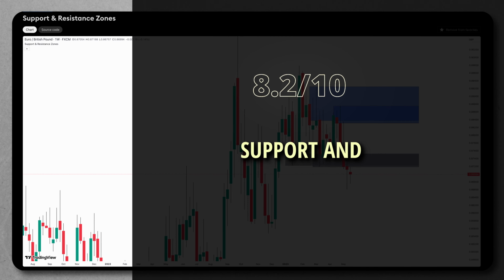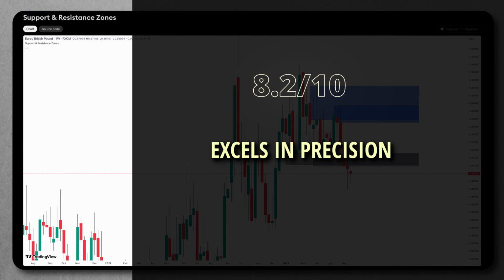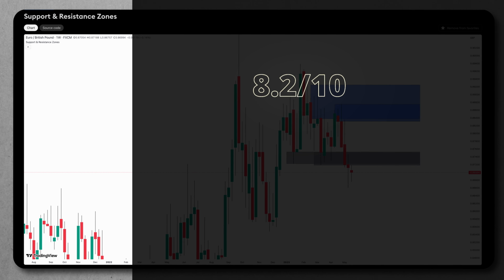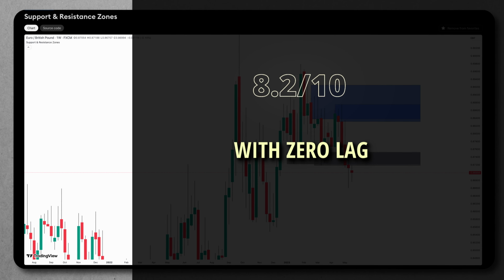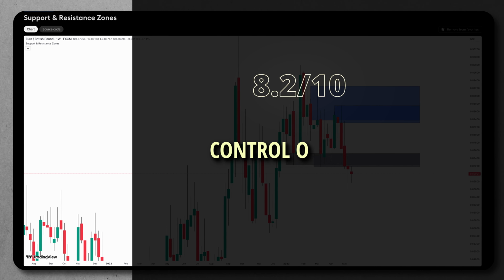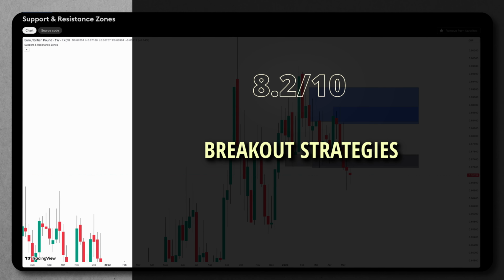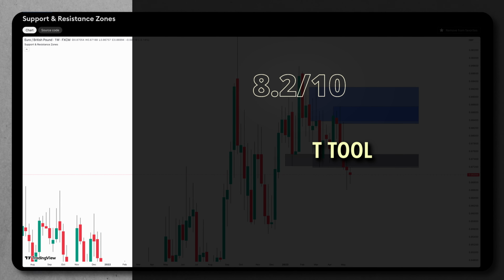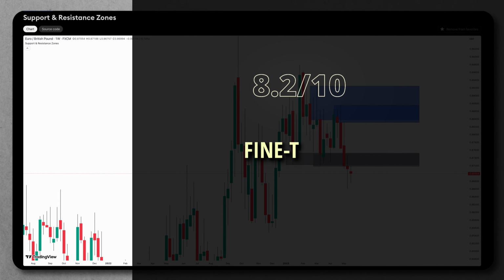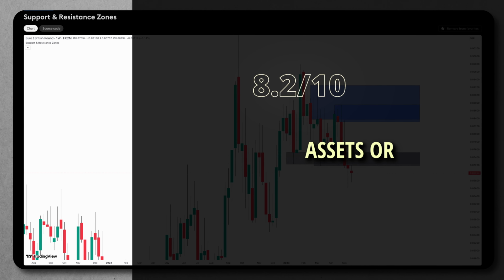This pivot-based support and resistance indicator excels in precision and customization. It highlights meaningful levels with zero lag performance and allows full control over zone appearance and behavior. Ideal for bounce and breakout strategies, it's a standout tool, especially for traders comfortable fine-tuning parameters for different assets or timeframes.